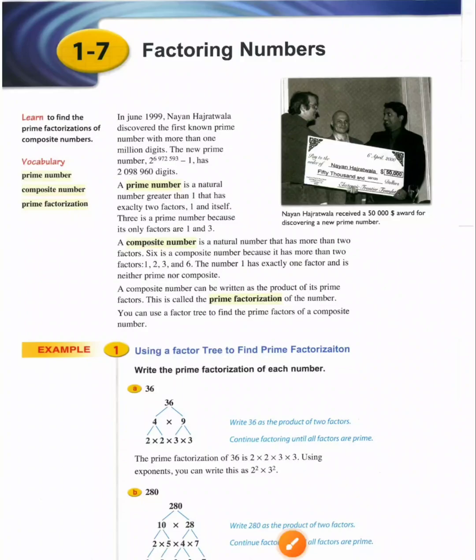So hello and welcome. Now we are going to learn factoring numbers.